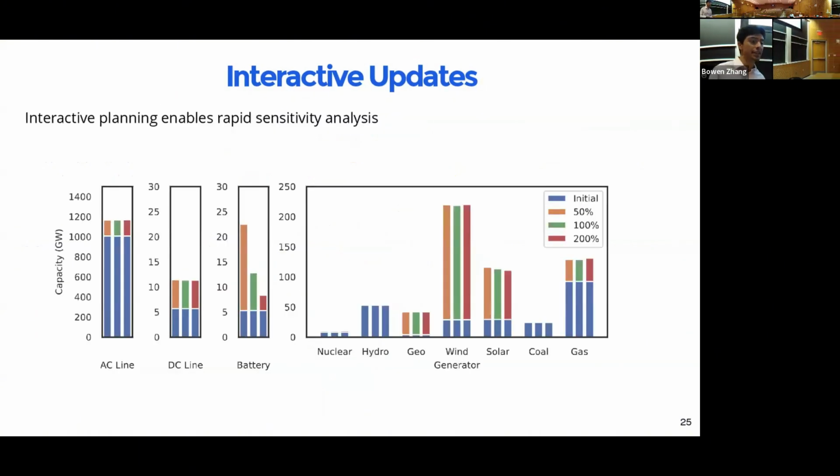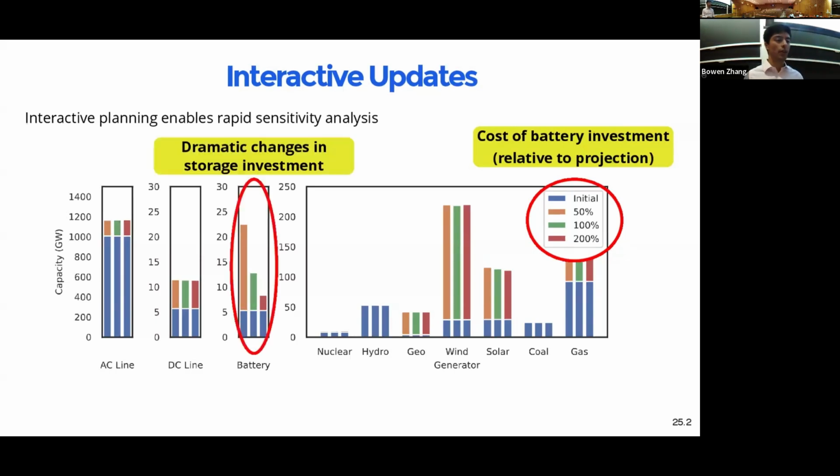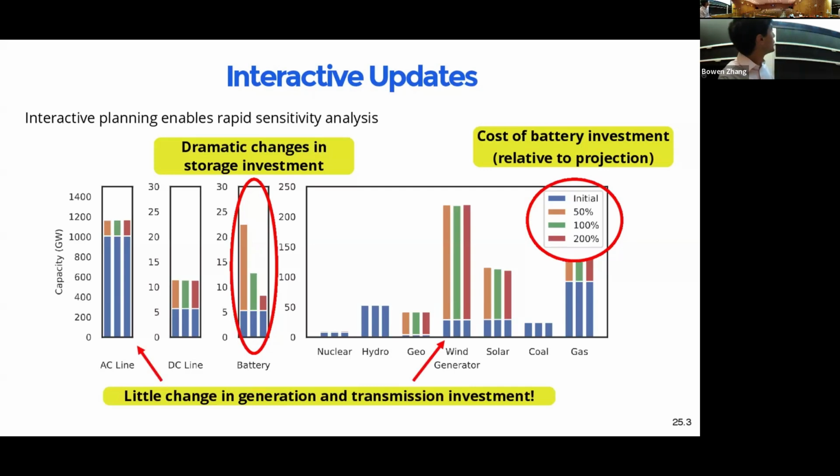And so on this exact case, with the full 500 node model, we were able to do, let's say, a sensitivity analysis for storage. So we solved it, and we wanted to know, okay, if I change the cost of batteries, for example, how does investment change? And what's interesting here is that, as expected, you see a dramatic change in storage investment. That's not too exciting, but you see almost no change in generation and transmission investment. And so this is the kind of thing that a planner could go in, fiddle with the knobs, and see the results from. And this is what we're hoping to do with this tool.